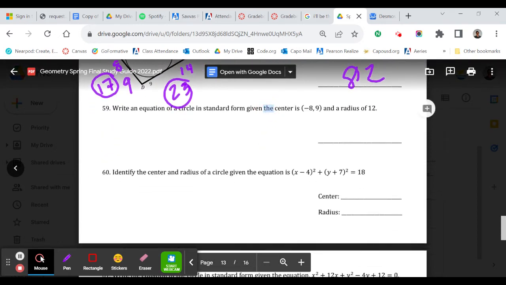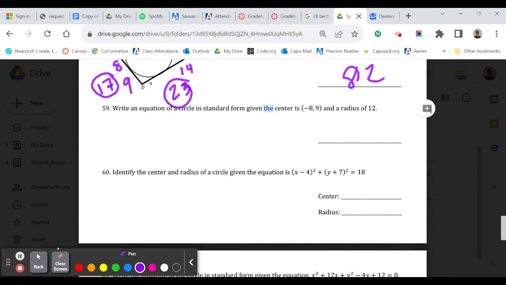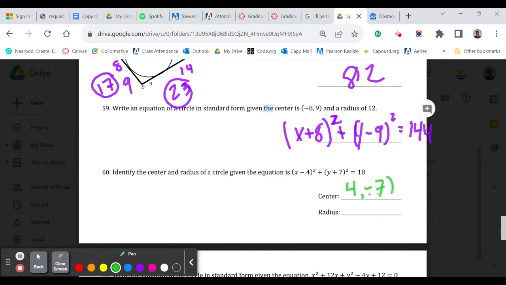Yeah. Write an equation with a circle in standard form giving its center and radius. So just remember we put it opposite, so it's going to be x plus 8 parentheses squared, and then it's going to be y minus 9 parentheses squared, and then equals 144. We square the r. And then identifying the circle, we take it out. We just take out the opposite we see. So positive 4, negative 7, and then we square root the 18, which is that, or it's approximately, I think, 3 rad 2, if we were to simplify.